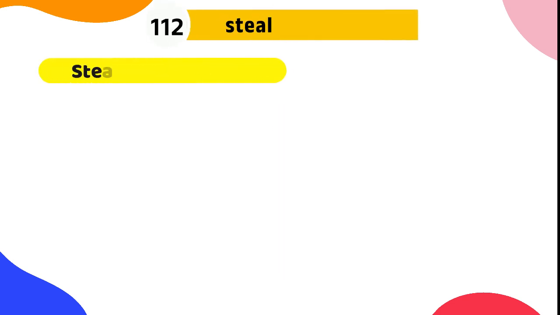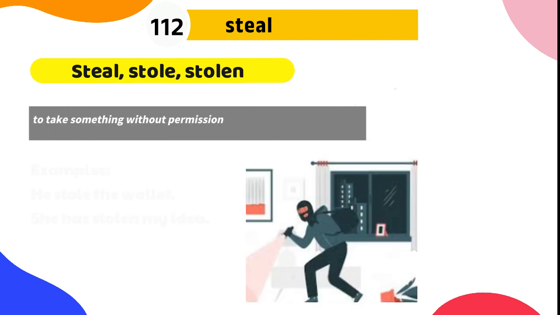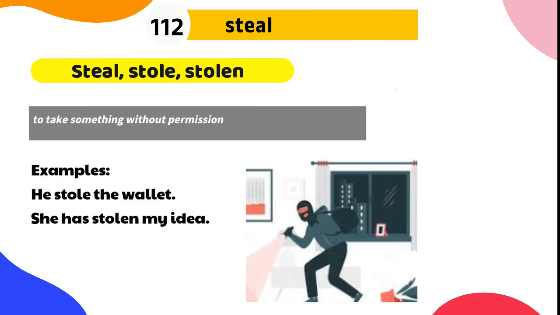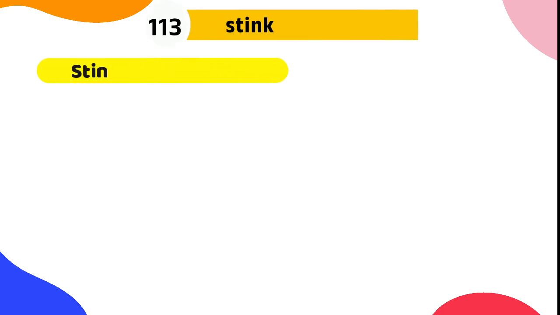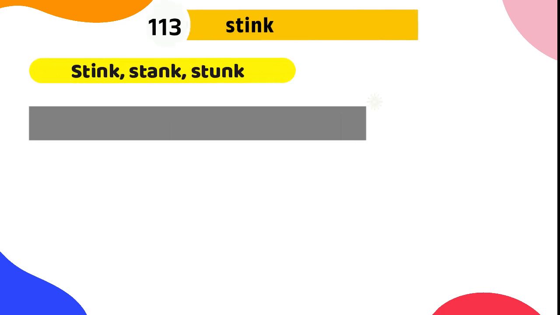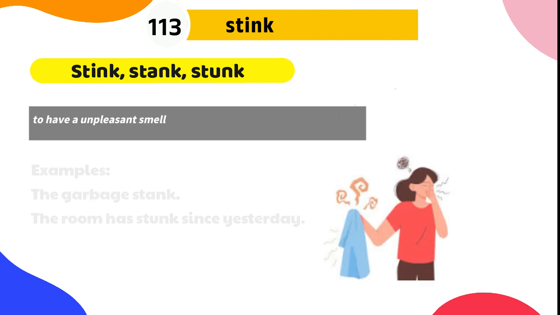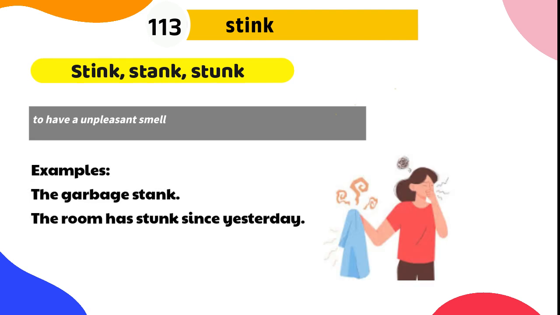Steal, stole, stolen. Meanings: to take something without permission. Examples: he stole the wallet. She has stolen my idea. Stink, stank, stunk. Meanings: to have a strong, unpleasant smell. Examples: the garbage stank. The room has stunk since yesterday.